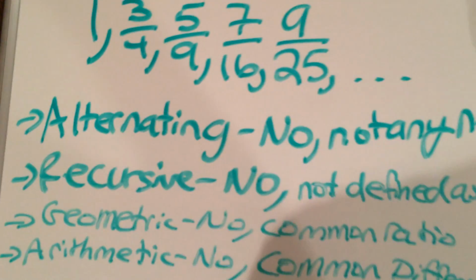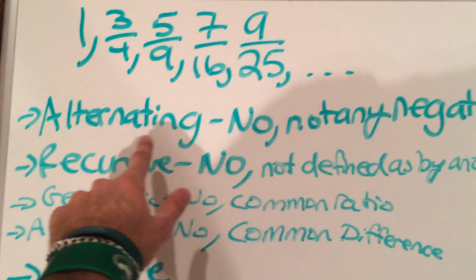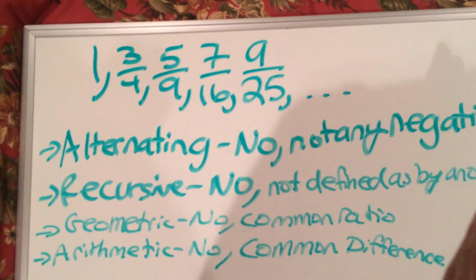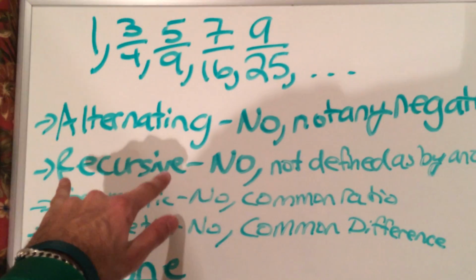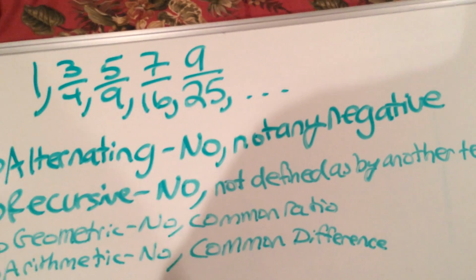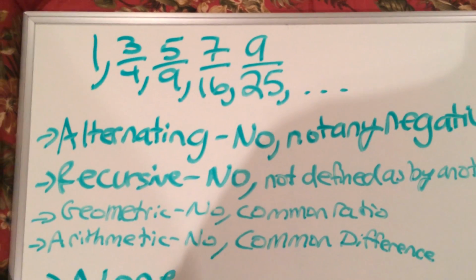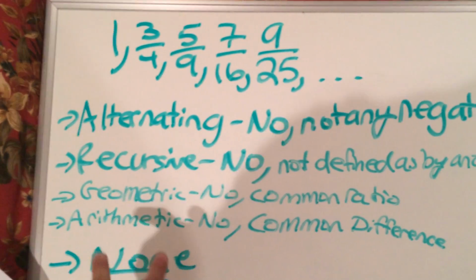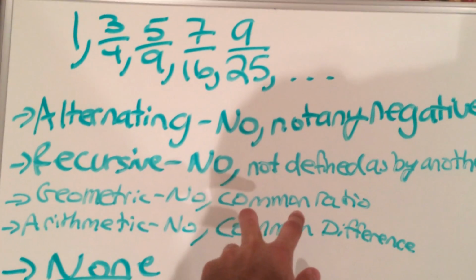So I've gone through and I've said, well, it's not alternating because there's no negatives, right? Remember, alternating has to go negative, positive, negative, positive, negative, positive. It's not recursive because it's not defined through another term. Remember, recursive said like an equals an minus 1 squared or something like that. It's not geometric because there's no common ratio.